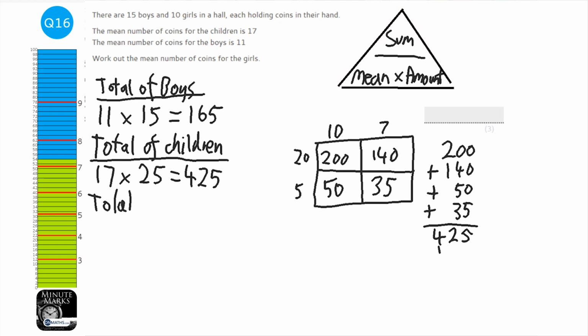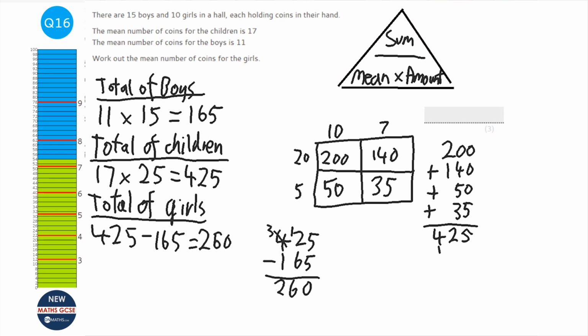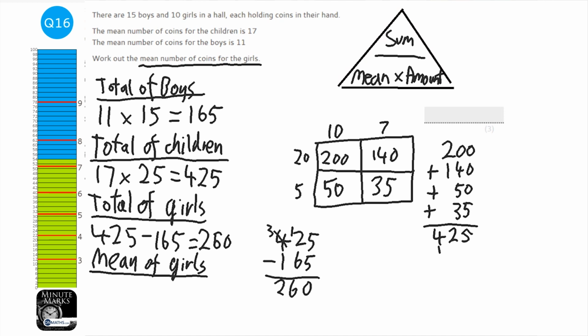So therefore, the total of the girls is the total take away the boys' total. So 425 take away 165. So that's going to be 0. I'm going to have to borrow one off that. So that's 6, 2. So that's 260. So all the girls added together is 260. But it's asked for the mean number of coins for the girls. So mean of girls, and we just use the standard sum over amount. We know that they add up to 260, and we know that there are 10 girls in total, so that's going to be 26.